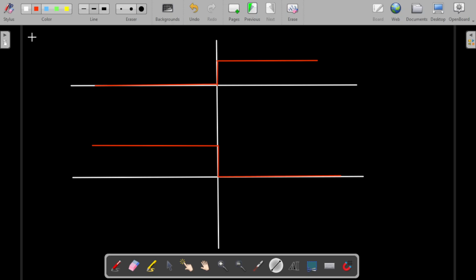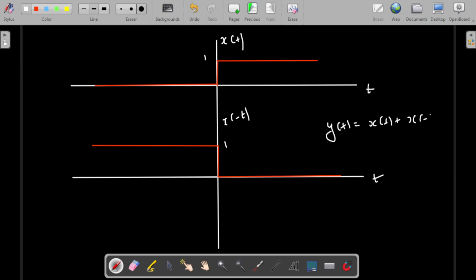So this is x of t, and this is x of minus t, just a flipped version. This is t, this is 1, and this is also 1. Now what we are going to do is add both the signals. So y of t is equal to x of t plus x of minus t.